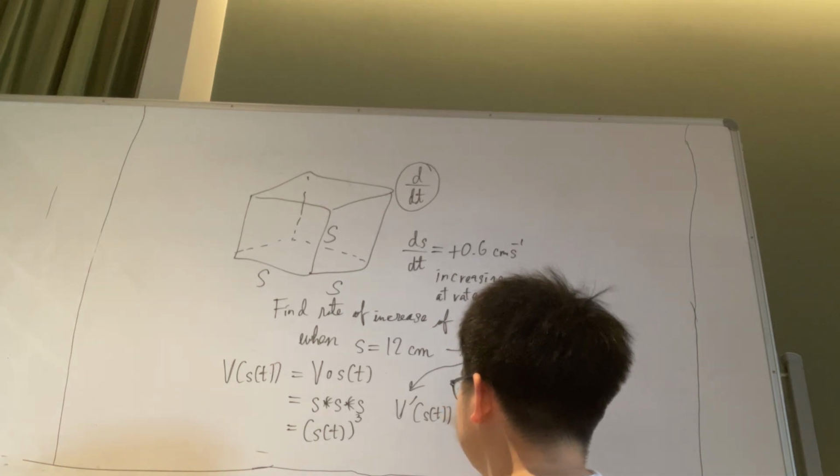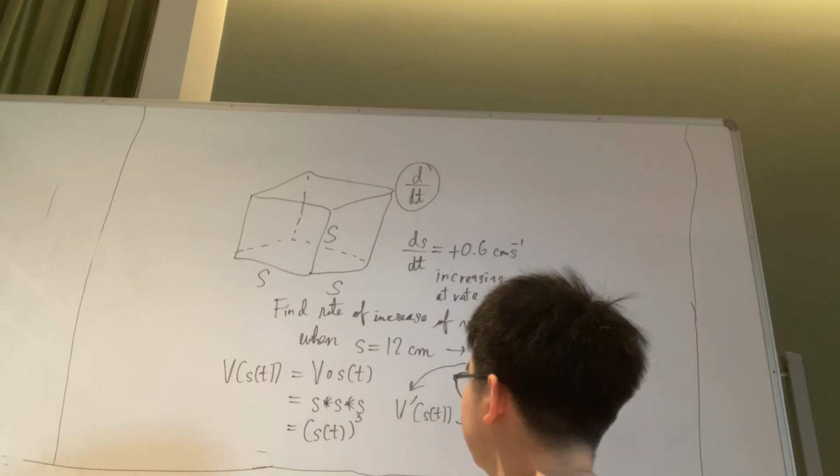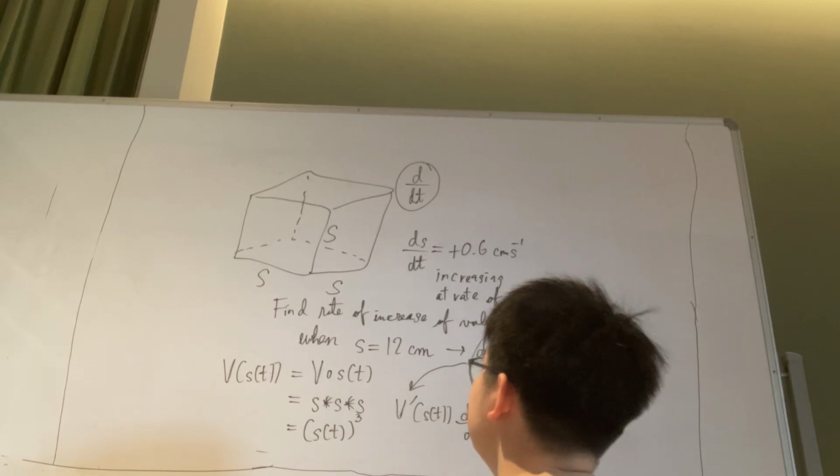And then ds/dt, let's see if I can write this purely in terms of Leibniz notation. That's dV/dt of S of t, yeah. Okay.